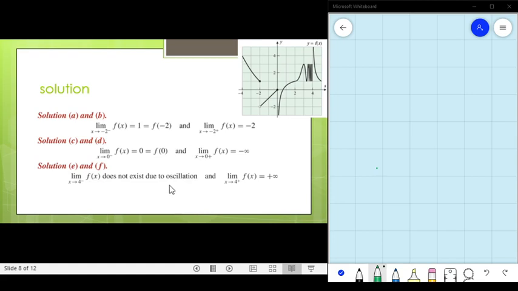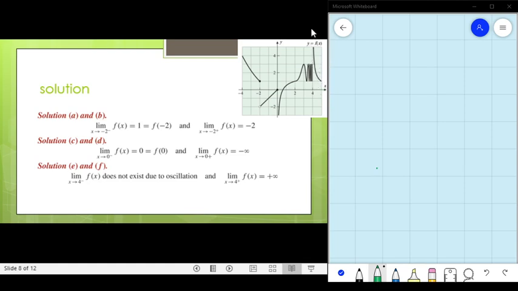Okay, next is finding the limit of the function as x approaches 4 from the left. Notice that this cannot be determined because of its oscillation. So, therefore, we can say that the limit of the function as x approaches 4 from the left does not exist. And from the right, the graph is half of a parabola opening upward.